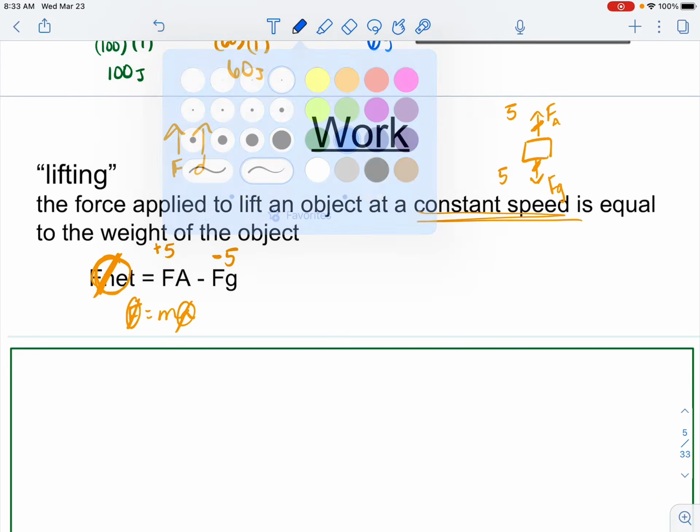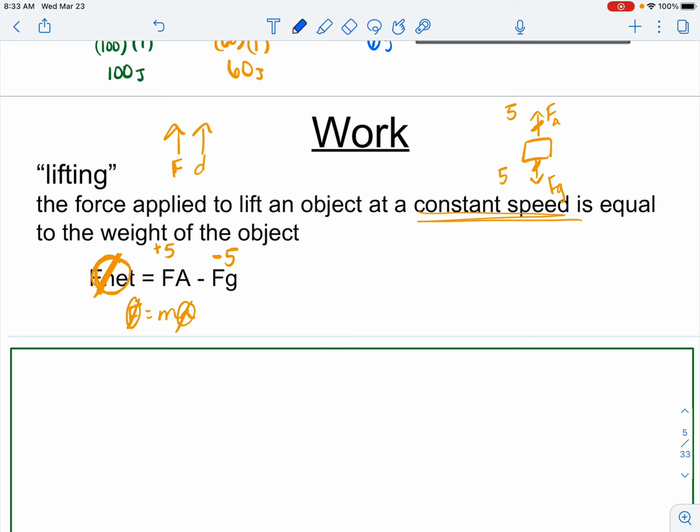Now, just some additional information for questions you might see in the future. If we are calculating the work, that is force times displacement, if they're asking us to calculate the work done to lift an object, then this is going to be the force to lift the object.